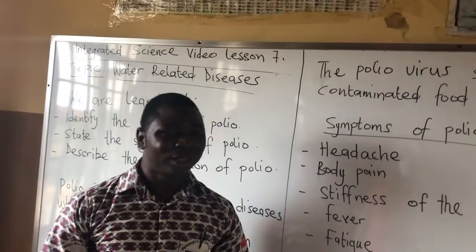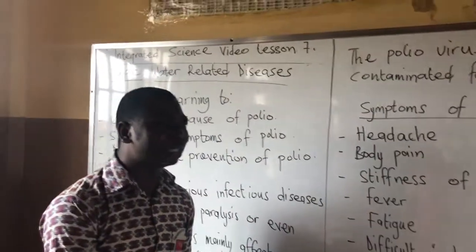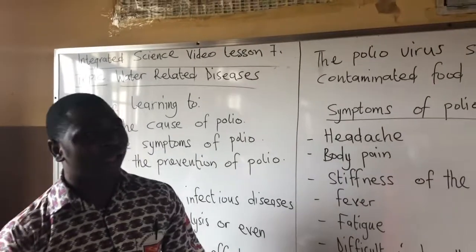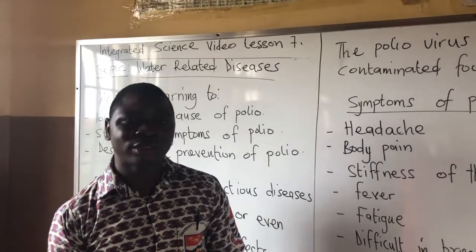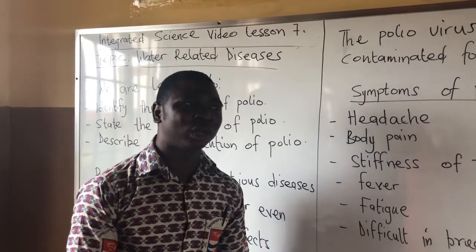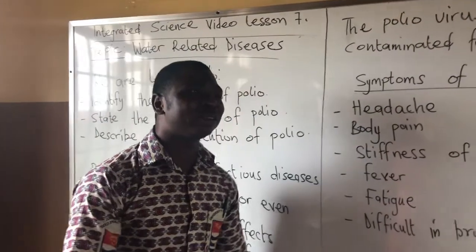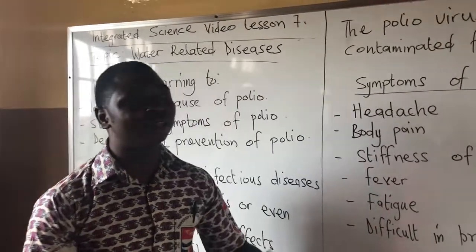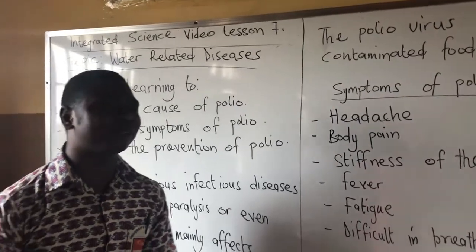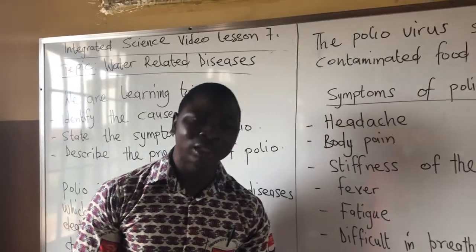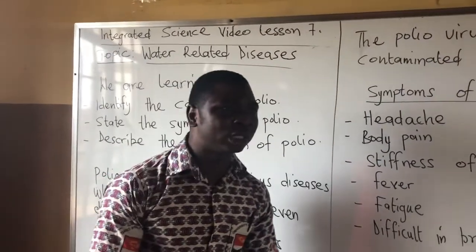So polio, we said, normally affects people under 5 years and downwards. But it can also affect people of maybe 9 years, 10 years, and so on. So we have to make sure that we keep ourselves clean and make sure that the water we drink is safe.